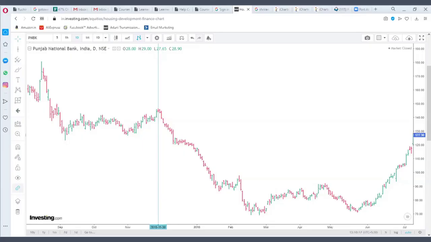30th November 2015. Now what we saw as our degree was 7 degrees. Let's see what is happening around 7 degrees.